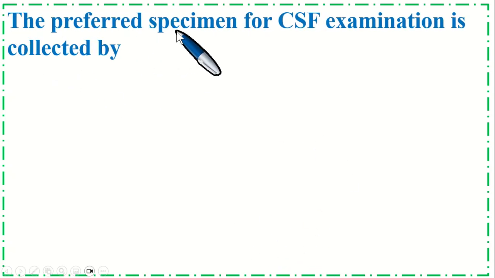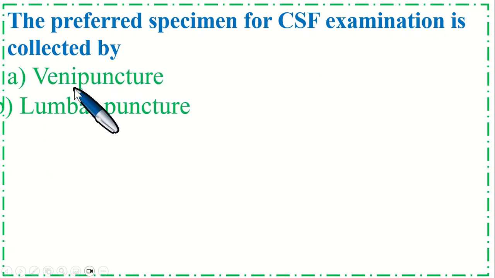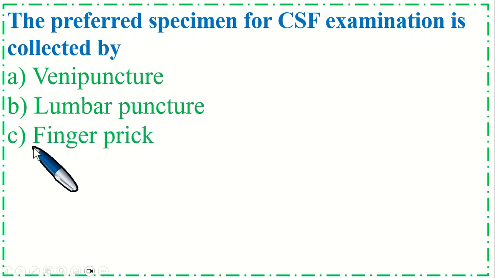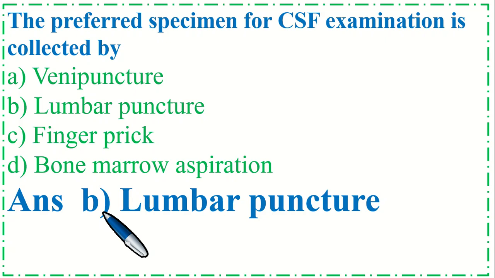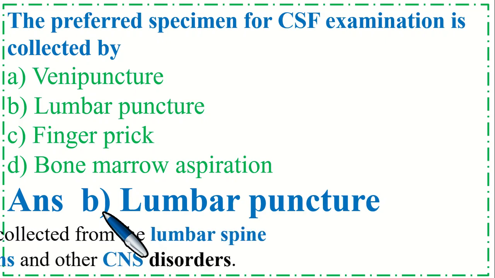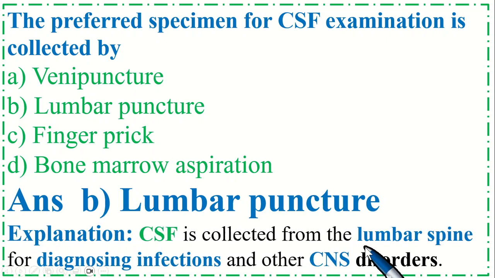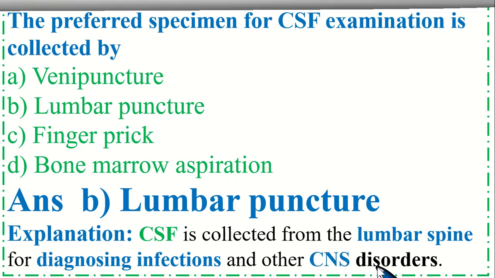The preferred specimen for CSF, cerebrospinal fluid, examination is collected by option A vein puncture, B lumbar puncture, C finger prick, and option D bone marrow aspiration. So the correct option is B, lumbar puncture. CSF is collected from the lumbar spine for diagnosing infections and other CNS, central nervous system, disorders.